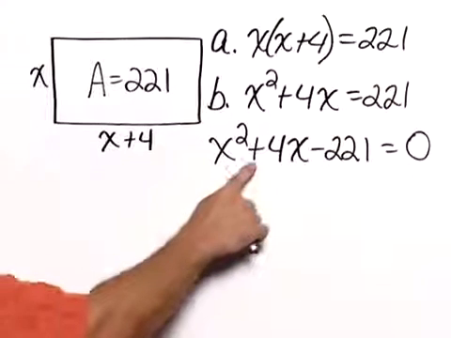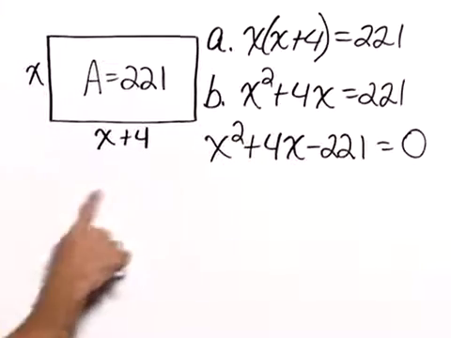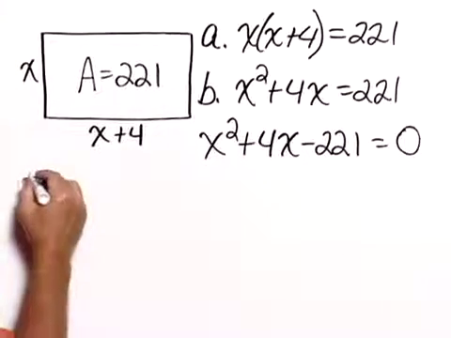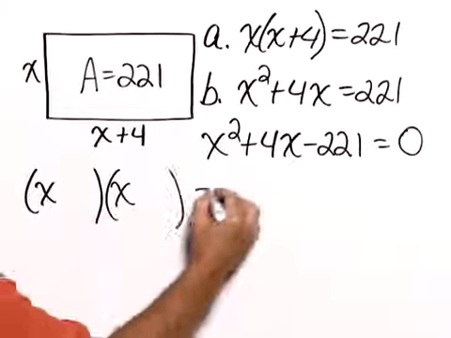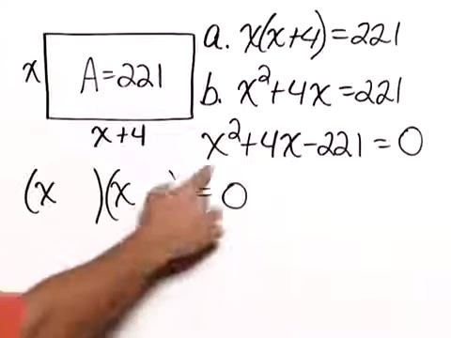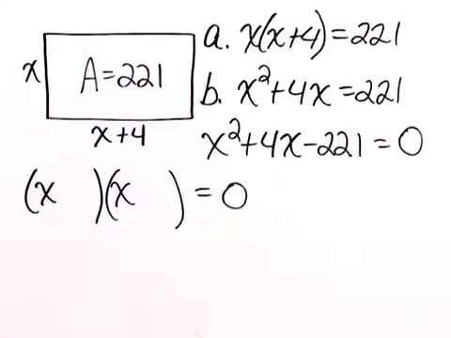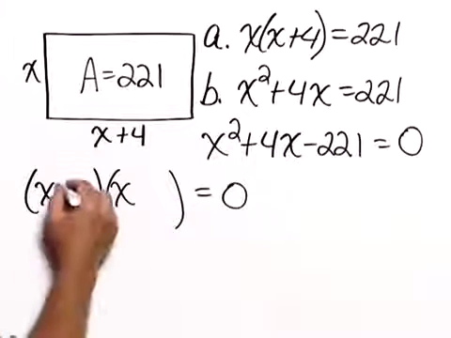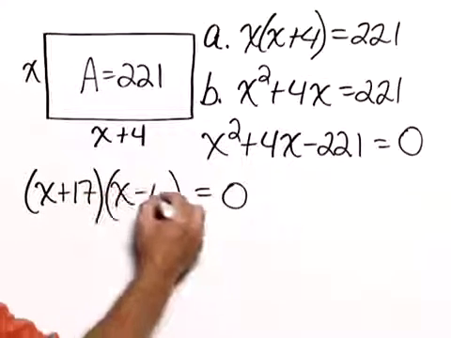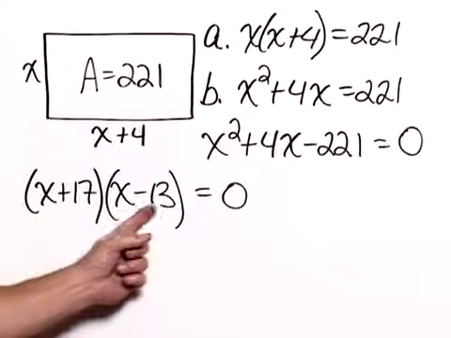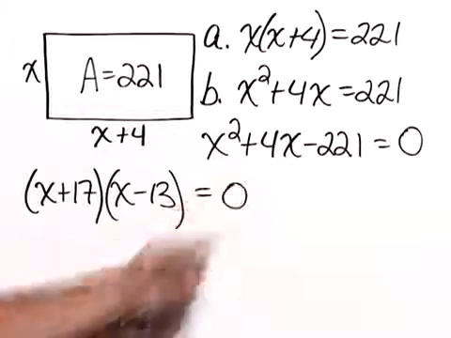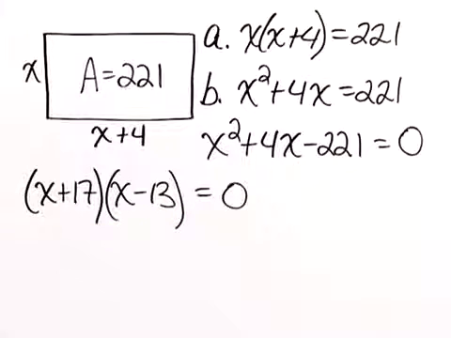Now we factor the left-hand side, which I'll do over here. We know it's going to factor into x and x. That gives us the x squared. The factors of 221 are 17 and 13. I'll make it plus 17 and minus 13 because that gives us a middle term of plus 4x.